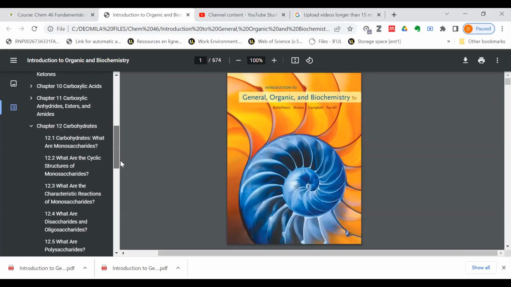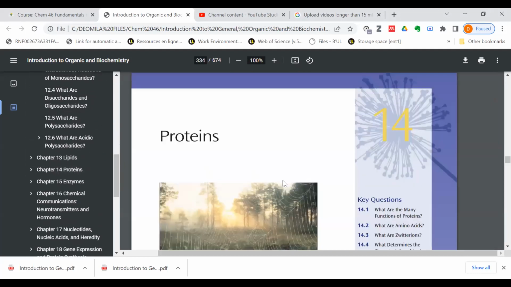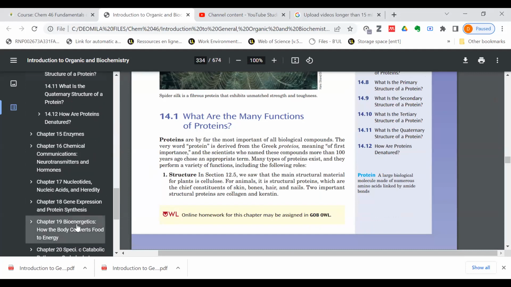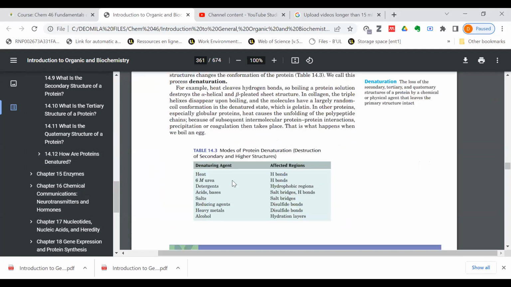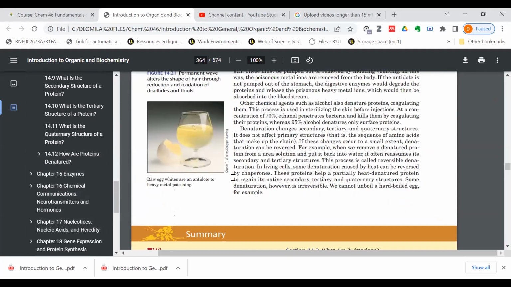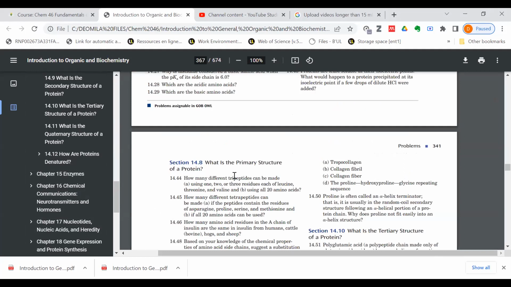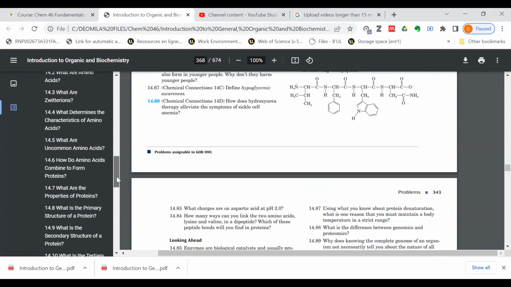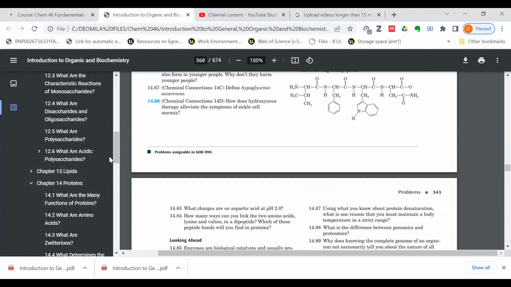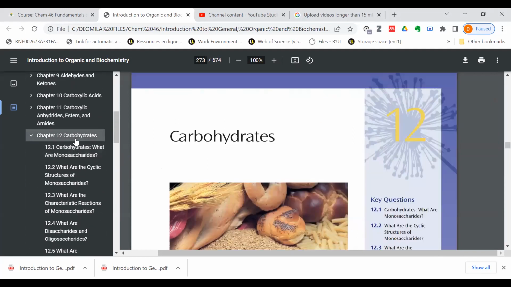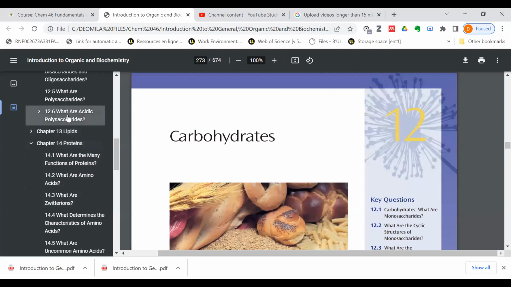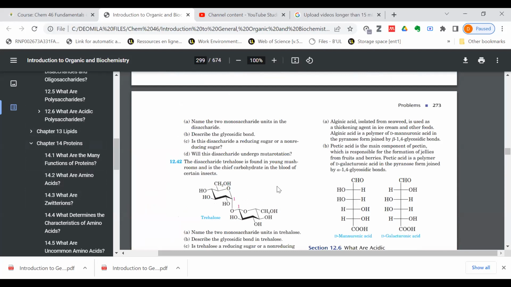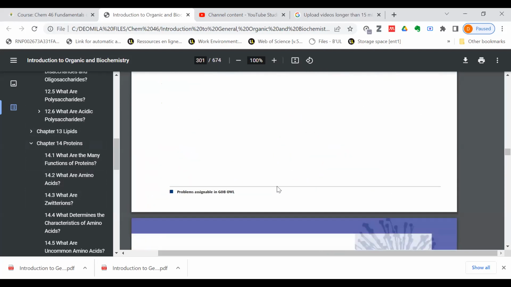Proteins is chapter 14 here, and you can go to the end questions. Answer these. If you can answer the last part, you can answer the rest. I will get the problem sets from here. Much better, you can answer all those. And then chapter 12, also the end questions. If you want to study, who knows, they may come out in the exam.